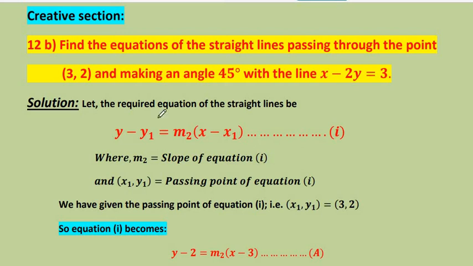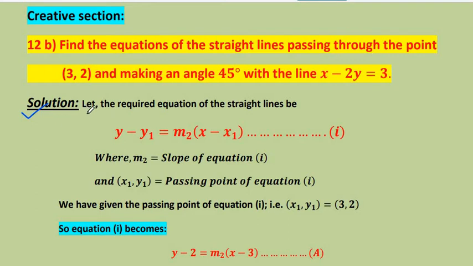Dear students, here are the solutions from page number 205, question number 12b. I'm going to explain the solutions. In question number 12b, we have the question: find the equation of a straight line passing through the point (3, 2) and making an angle of 45 degrees with the line x minus 2y equals 3. So here are the solutions.